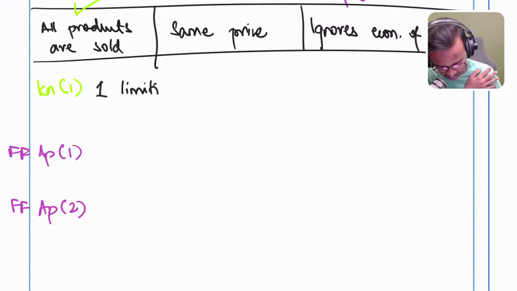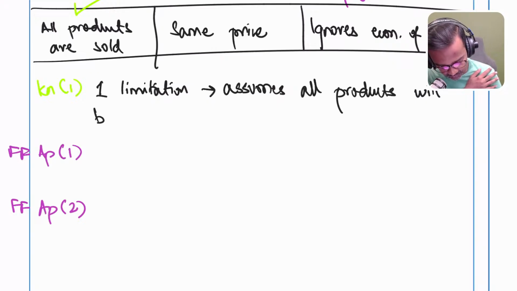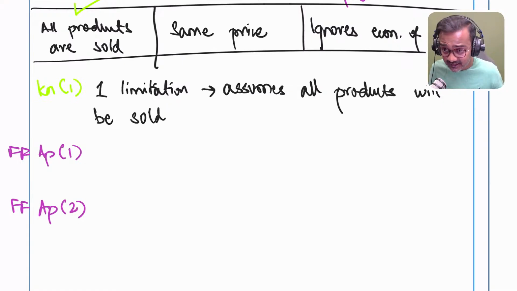So one limitation is that it assumes all products or output will be sold. Okay, so just clearly mentioning that will do it for the knowledge level of this answer, and then you go into the application part. Okay.